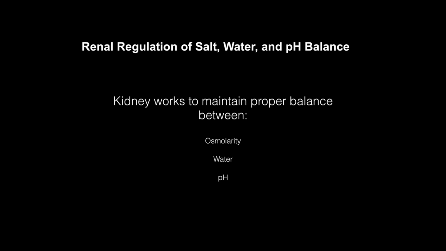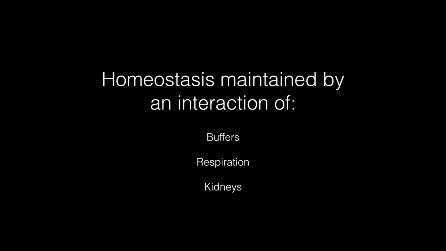In this video, I will be talking about the function of the kidneys. The kidneys work to maintain balance between osmolarity, water, and pH. To start off, we'll be looking at how the kidneys help to maintain homeostasis of pH. Homeostasis of body pH is maintained through an interaction of buffers, respiration, and the kidneys. Respiration through carbon dioxide, and the kidneys through regulating the amount of bicarbonate in the system.